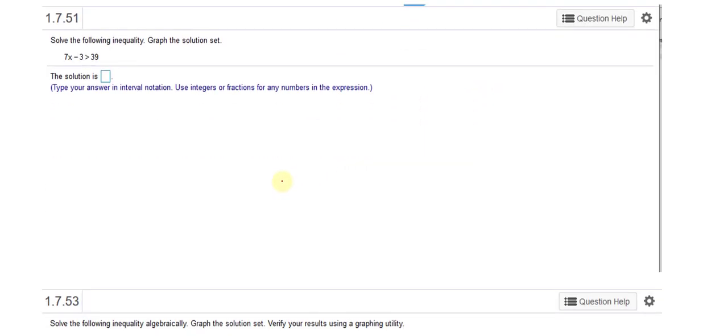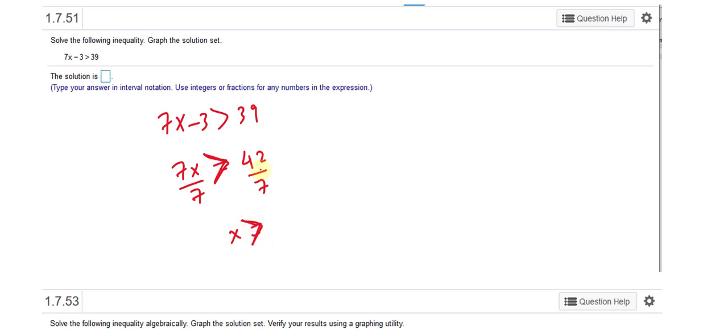Okay. Next one. To solve the inequality 7x minus 3 bigger than 39. So adding 3 on both sides, I get 42. Dividing by 7 on both sides, x, sorry, this should be the bigger than side. 42 divided by 7, that's 6. 6 times 7 is 42. So the solution is x bigger than 6, and in the interval notation that should be from 6 up to infinity, alright? Because bigger than 6 means that x runs from 6 all the way to the right up to infinity.